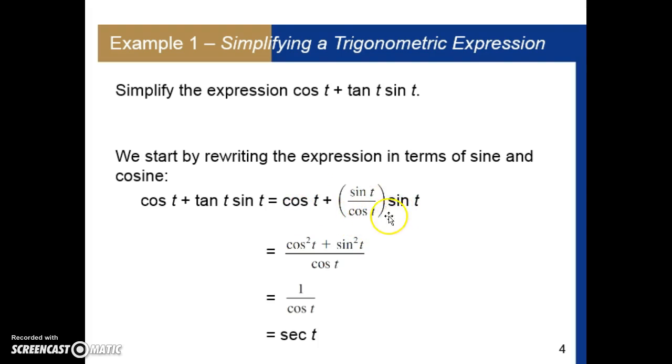If this is going to have a denominator of cosine of t, this term needs a denominator of cosine of t. That's why this is cosine squared. And notice what's going on in the numerator. Do you notice what that is? That's our Pythagorean theorem. And we just learned that that equals 1. So anytime you see cosine squared plus sine squared, that's plus. Be careful. Cosine squared plus sine squared, or sine squared plus cosine squared, you can replace it with 1 because that's what it is equal to.